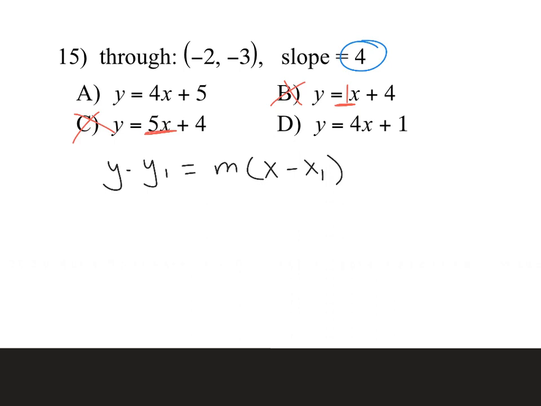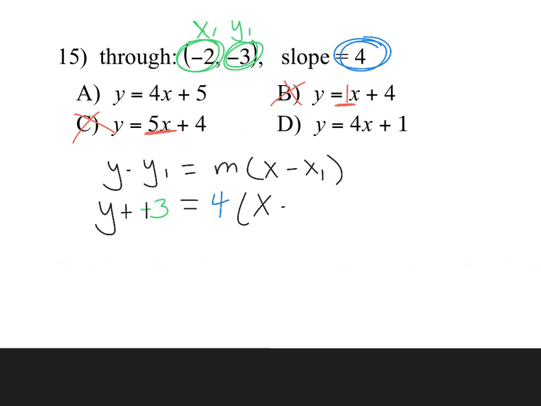So I know it's going to be either a or d. So now I'm going to fill in the blanks. So this will be x1, y1. So instead of doing y minus y1, I'm going to do y minus negative 3. You all know what happens when we do minus a negative. That's going to turn that into a plus 3. The slope is going to be 4, so we're going to replace that slope with a 4. And instead of x minus x1, it's going to become x minus negative 2, which also is the same thing as x plus 2.